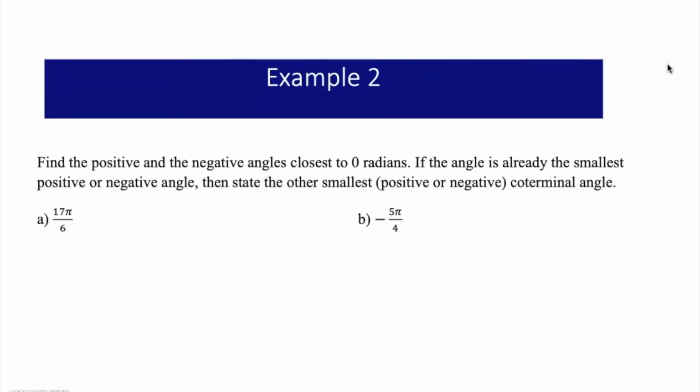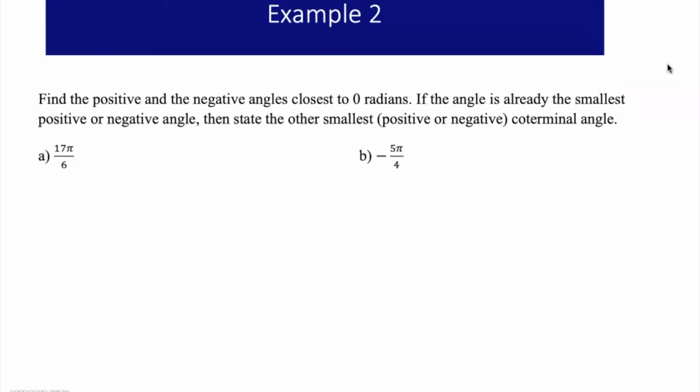Now let's try the same exercise with measures in radians rather than in degrees. So what we have now is an angle of 17 pi over 6. And I want to find the closest coterminal angle to 0, positive or negative. So what I need to do is add or subtract a full revolution or a full rotation in radians. Now we know that a rotation in radians is a total of 2 pi. So I have to add or subtract 2 pi as many times as necessary.